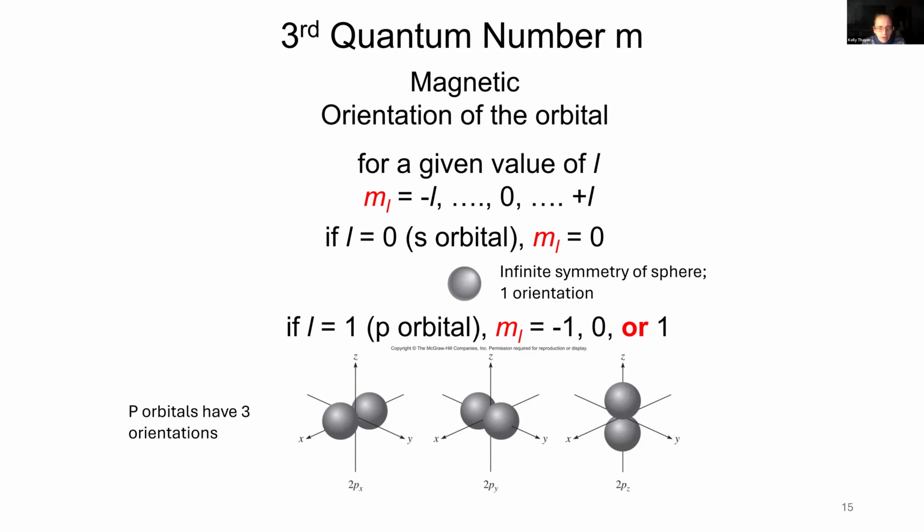So for a given value of L, m sub L runs from negative L up to, including 0, up to positive L in integer values. So if L is equal to 0, that's an s orbital, and m sub L will also be equal to 0. That's because we have the infinite symmetry of the sphere. There's only one orientation, but p orbitals, on the other hand, have 3 orientations. So we see that they could lie along the x, the y, or the z-axis. So that cannot be an s, right? s has infinite symmetry. So these are going to be the p's.